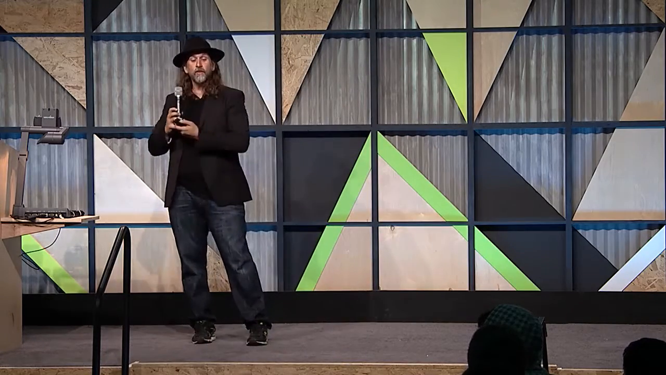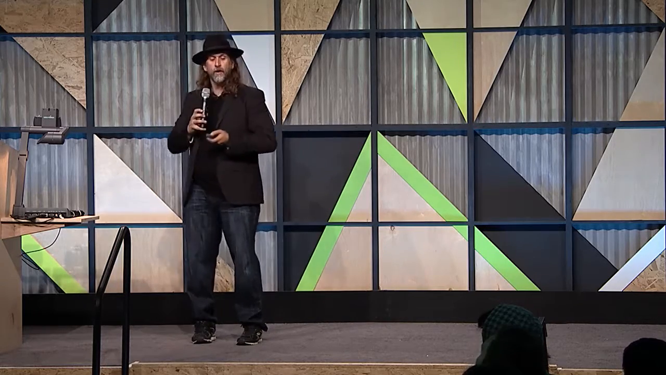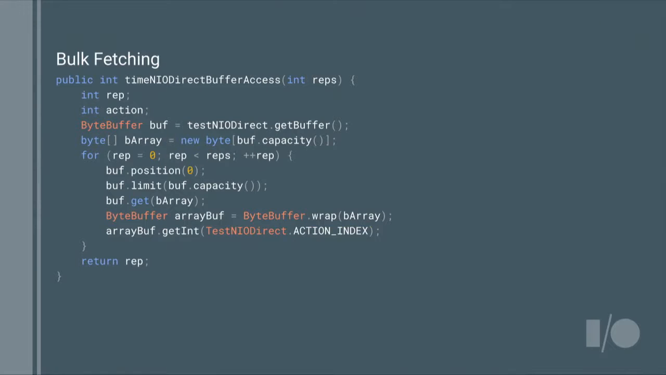So the question is, is there anything we can do to avoid having to make a call into JNI for each int we want to read? And it turns out there is. We can copy the entire array at once and then get the ints individually.